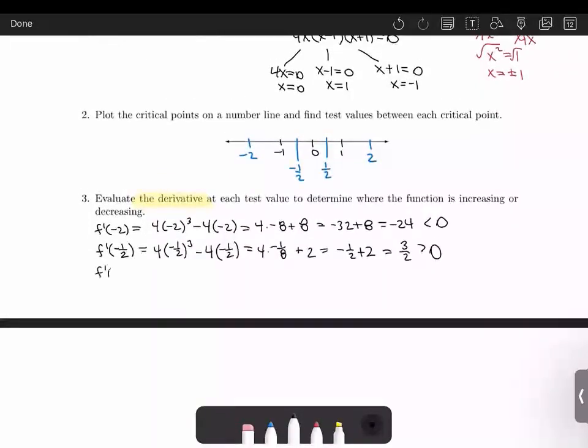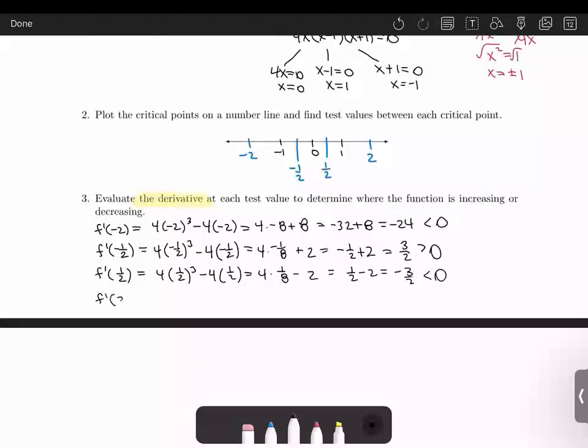So we can evaluate the derivative at 1/2, which is going to be 4 times 1/2 cubed minus 4 times 1/2, which is going to be 4 times positive 1/8 minus 2, which is going to be 1/2 minus 2, which is going to be negative 3/2, which is less than 0.